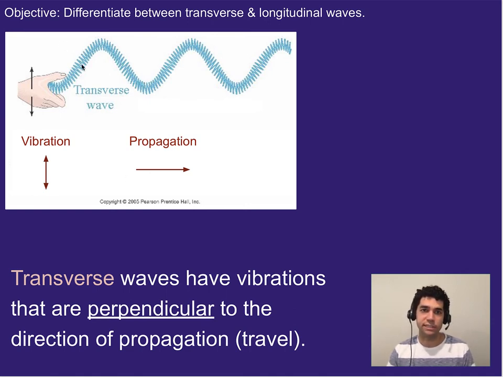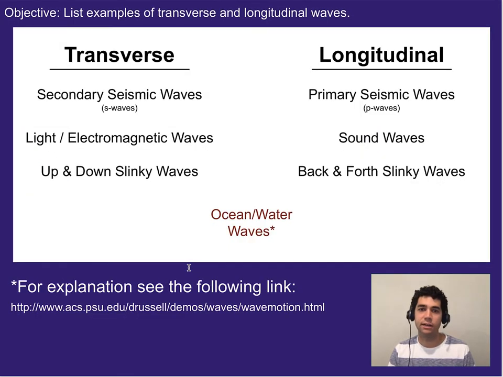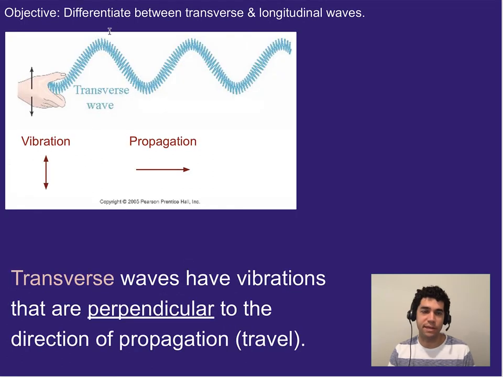So if you imagine a slinky, the wave is traveling here to the right. You can either make one by shaking your hand up and down or into and out of the page. So it'd be kind of like side to side, but not pulsing. So if that makes sense. So transverse waves have vibrations that are perpendicular to the direction of travel, or at a right angle to the direction of travel. And we already talked about how to measure their wavelength. It's just simply crest to crest or trough to trough.